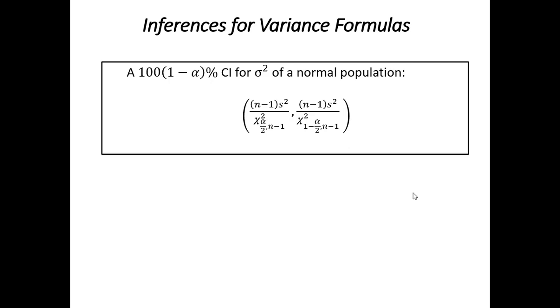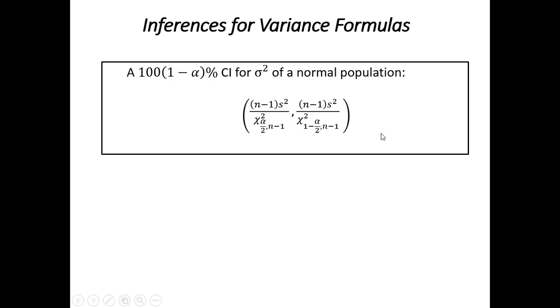Okay, so next we'll focus on inferences for variance. There's a couple of formulas here that we need. For the confidence interval of a population variance, we use n minus 1 times the sample variance over this value we get from the chi-square distribution. This is the value where we have an area of alpha over 2 to the right, and degrees of freedom is n minus 1. And then for the upper bound, we have a slightly different denominator. This is the value you get from the chi-square distribution, where you have 1 minus alpha over 2 to the right, same degrees of freedom.